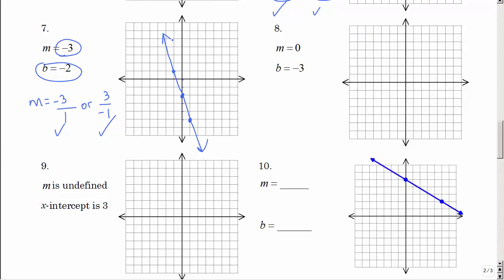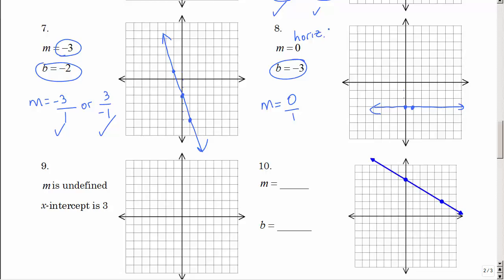Now let's look at 8 and 9. Got that 0 and that undefined. You should already be thinking, oh, vertical, horizontal, which one's which one's which. All right, B is negative 3. Now 0. Slope is 0. Well, you could make 0 over 1, meaning you don't go up and down any and you go to the right one. And that might remind you, oh yeah, that's a horizontal line.